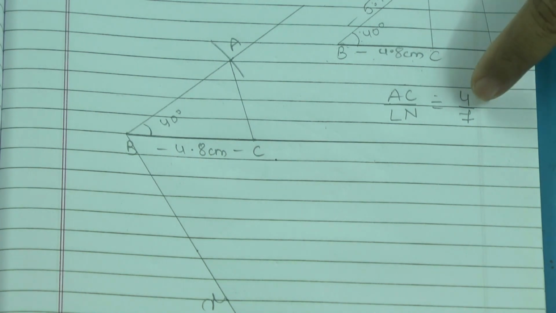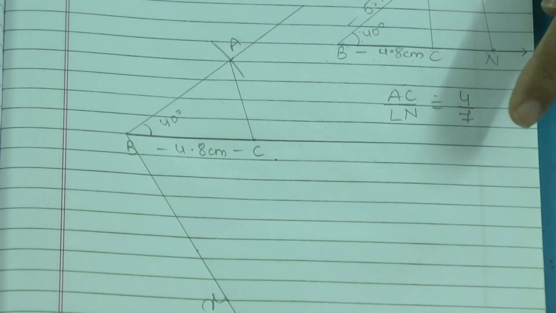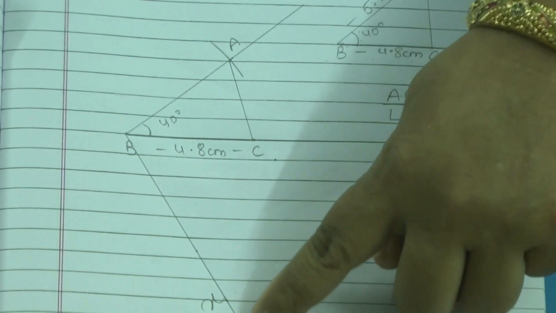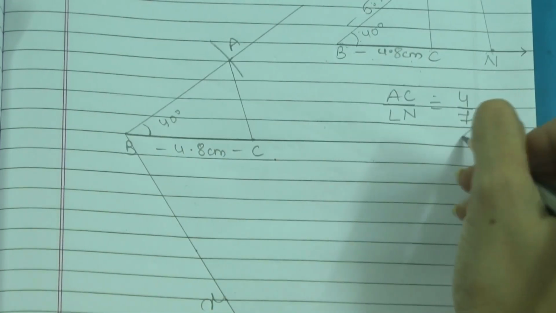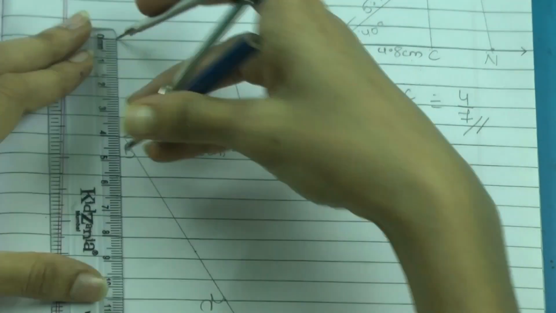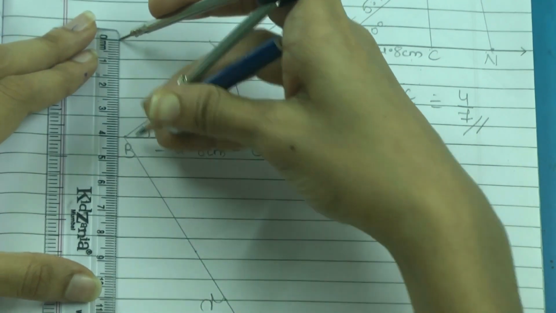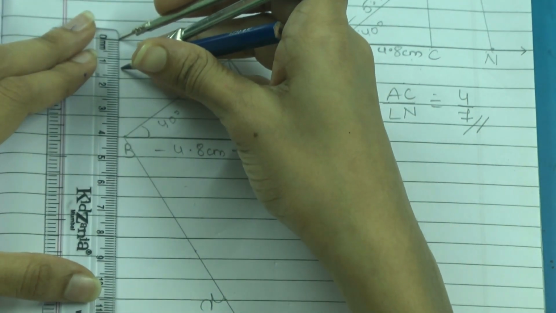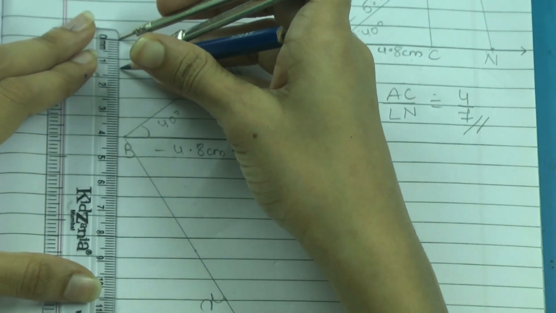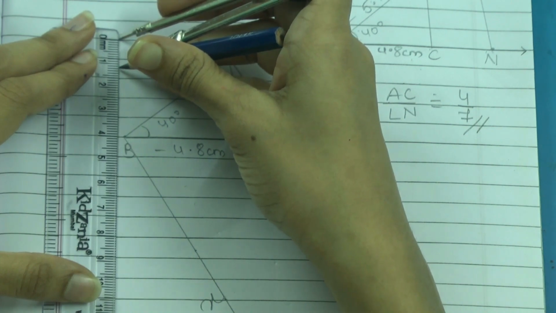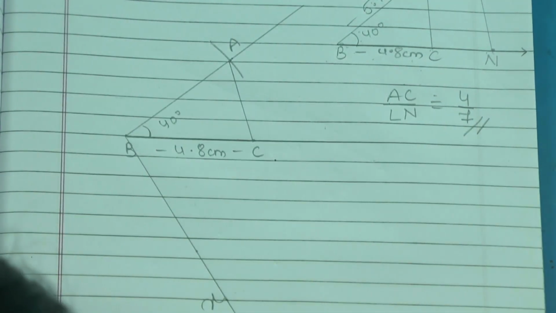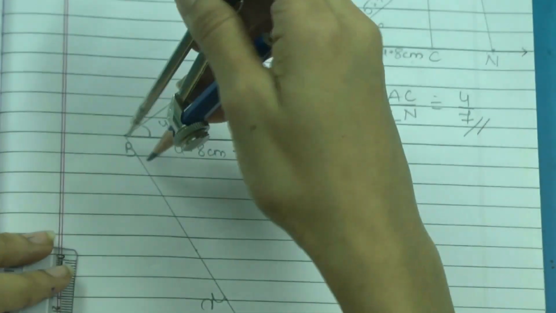Now the number 7 is greater than 4, so we are going to divide this line X into 7 equal parts. 1, 2. You can also take 1, 3. Okay. And line X into 7 equal parts.